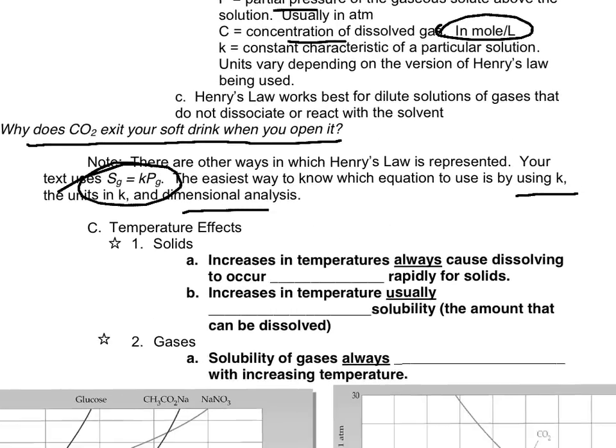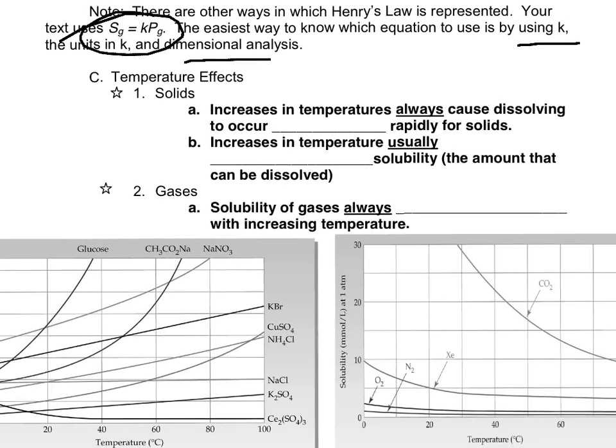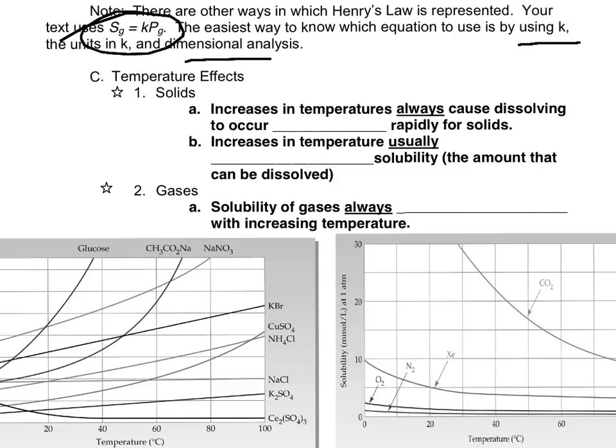For solids, increasing temperature is always going to cause the substance to dissolve more rapidly. Whoops, I just wrote the wrong word. I meant more rapidly for solids. An increase in temperature will usually increase the solubility, but not always, which is really weird.